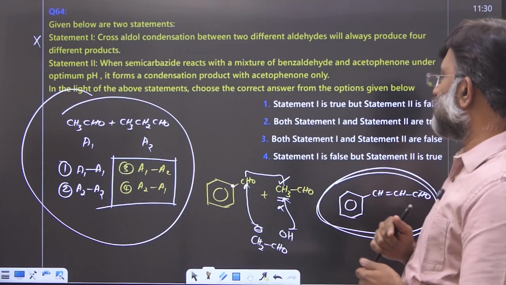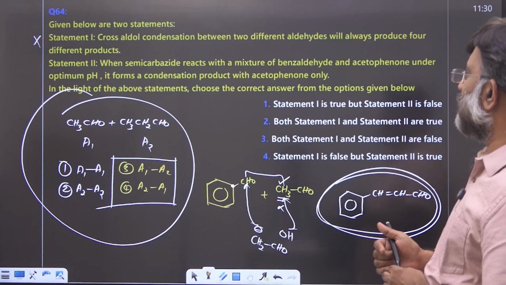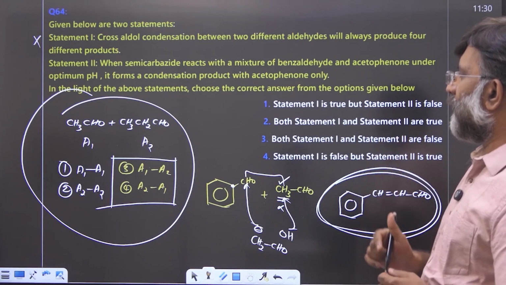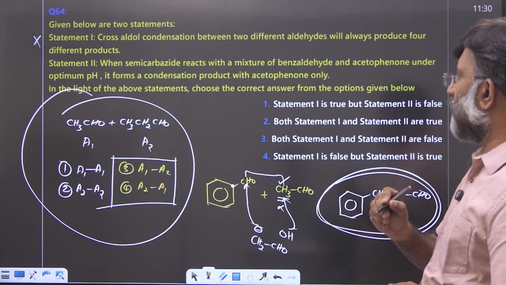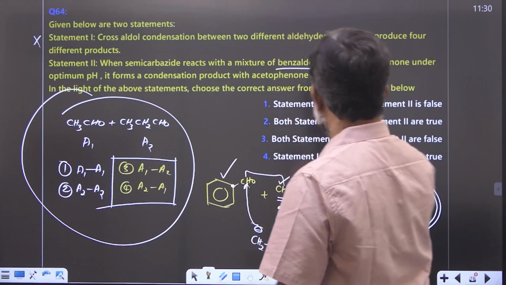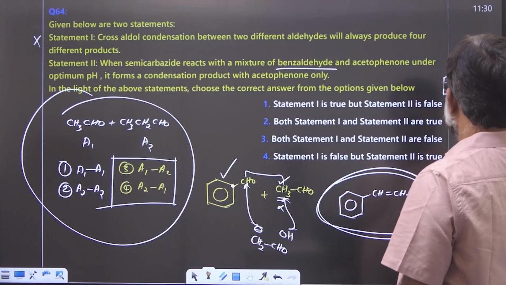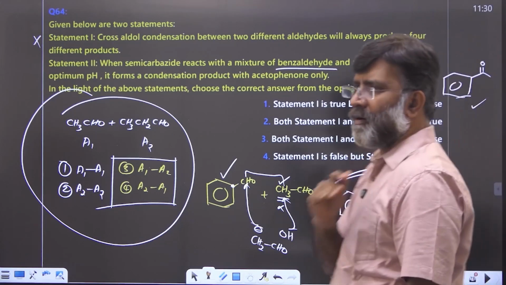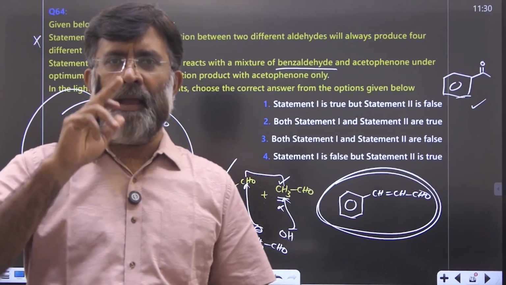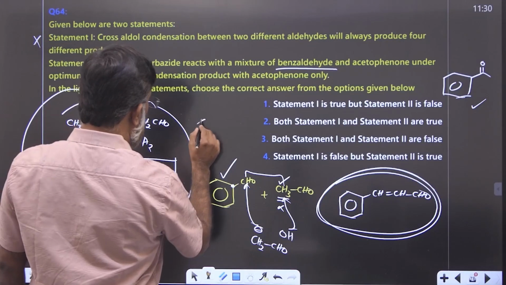Statement number 2. When semicarbazide reacts with a mixture of benzaldehyde and acetophenone under optimum pH, it forms a condensation product with acetophenone only. This is benzaldehyde and this is acetophenone. Semicarbazide reacts only with acetophenone? Wrong. Semicarbazide can react with benzaldehyde as well as acetophenone. Both contain a carbonyl system.